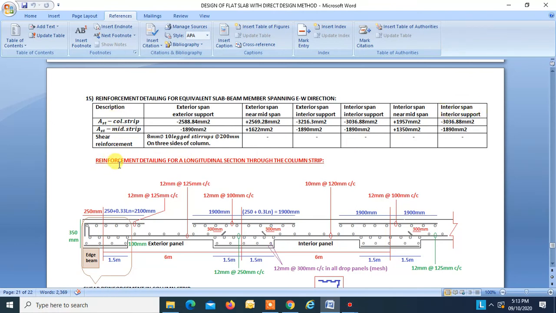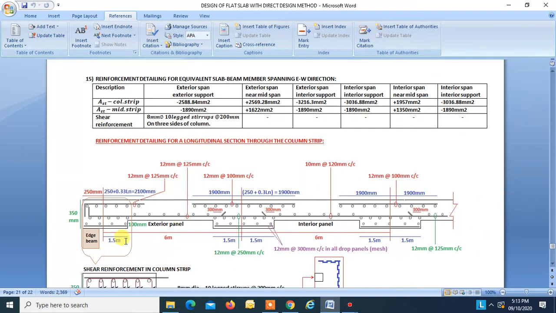So first we will draw the reinforcement detailing for a longitudinal section through the column. So we will take this steel first. So this is the longitudinal section. This turns out to be 12 mm at 125 mm. This turns out to be 12 mm at 125 mm. Now over here, the area of steel required over here and the area of steel required over here are different, but we will take the maximum. We will design this joint for the maximum steel. So we will take that, 12 mm at about 100 mm.